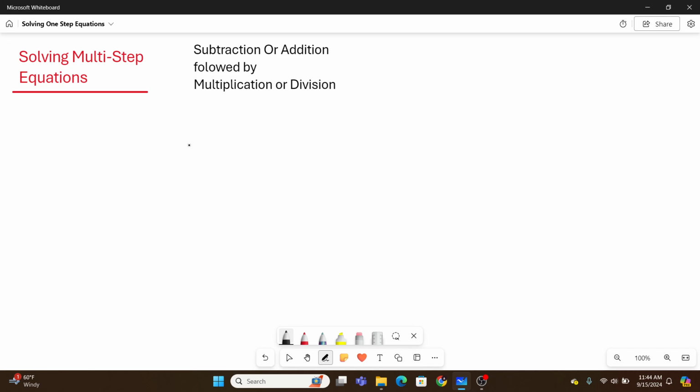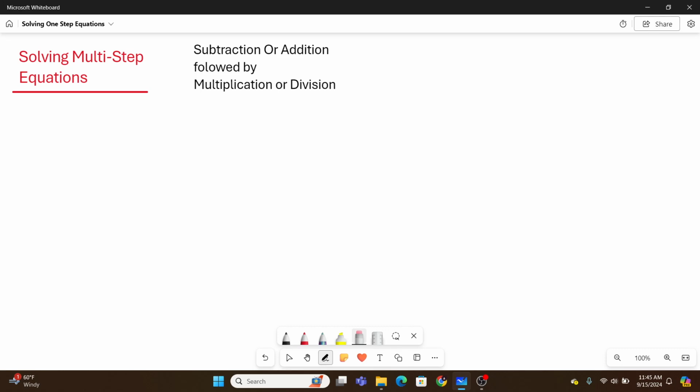So in the last tutorial, we went over how to solve one-step equations like 2x is equal to 4. And just as a review, divide by 2 on both sides, and you get x equals 2. And that is how you solve simple one-step equations. You do the opposite and you do it on both sides and you get your answer. Now, multi-step equation is a little bit more complex because it has more steps.